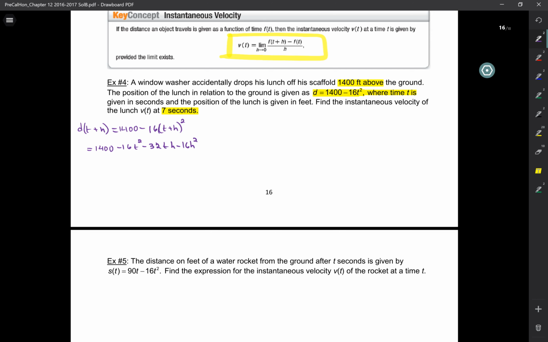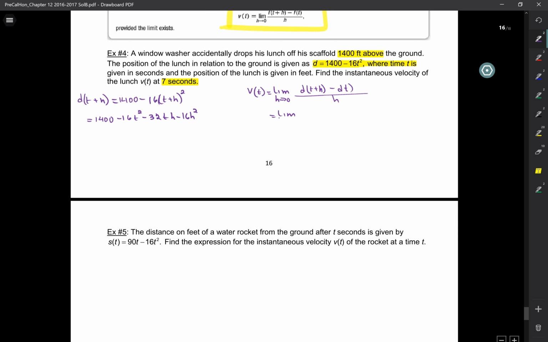Now, V of t is equal to the limit as h approaches 0 of d of t plus h minus d of t over h. Okay, now we put in here, stay with me here because I'm going to combine a couple of steps. So we put in here what we just found, minus d of t, which is minus 1,400 plus 16t squared, right? Because we distribute the negative. Okay, now watch what I'm going to do. The negative 16t squared and the positive 16t squared go away.